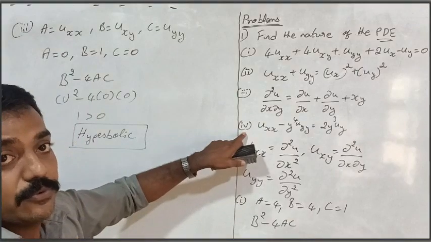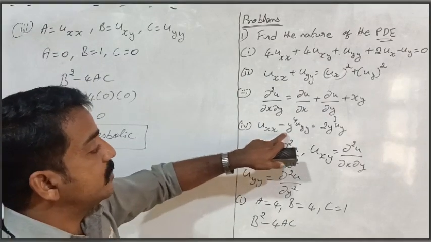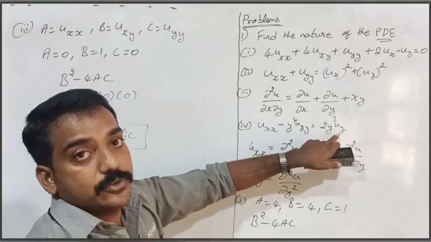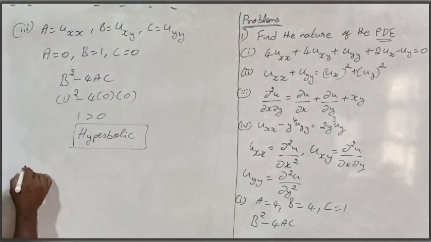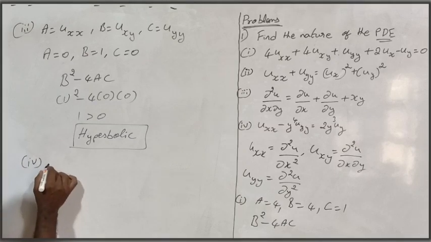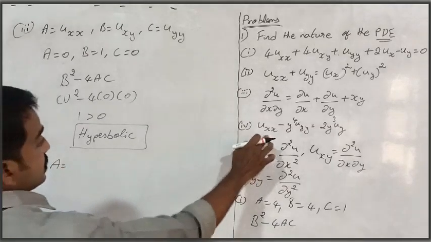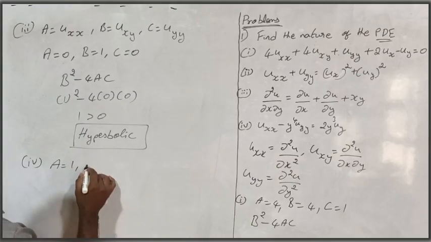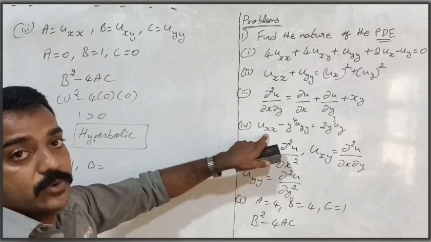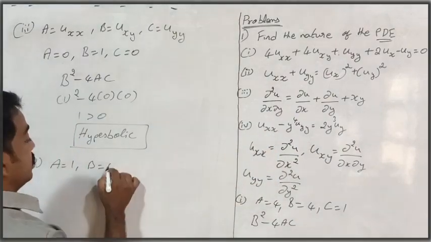Now we will discuss the fourth problem, that is uxx minus y power 4 uyy is equal to 2y cube into uy. First we will find out the value of a, b and c. The value of a is nothing but the coefficient of uxx, that is equal to 1, and the value of b is the coefficient of uxy. But in this problem there is no term of uxy, so consider this as 0.